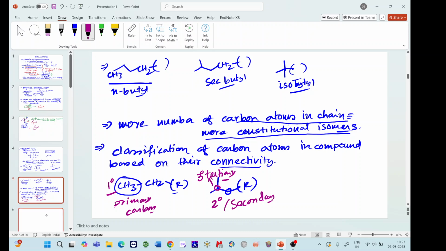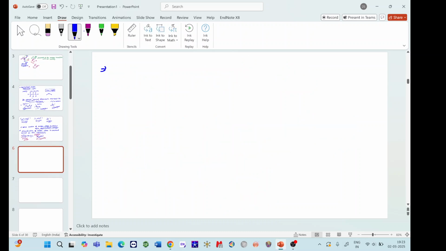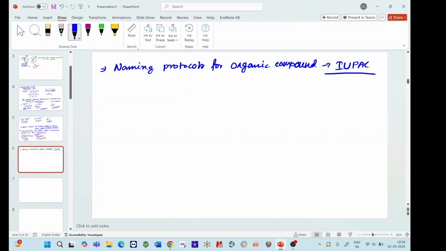Based on this you have naming protocols for organic compounds that we already know, I think. So I will not get into this one. This is called IUPAC, International Union of Pure and Applied Chemistry. So IUPAC nomenclature is the basic idea. I will not go into this.